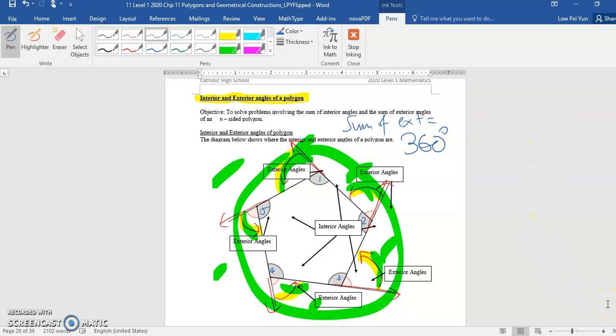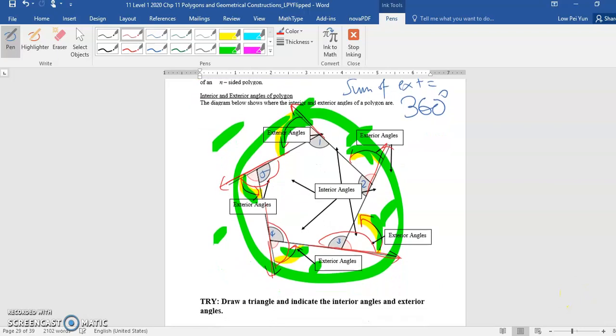Interesting. And what is another interesting thing about the sum of a pair of interior and exterior angle? What is the sum of a pair of interior and exterior angle? Yes, they all lie on the same line. Adjacent angles on the same line add up to 180 degrees.